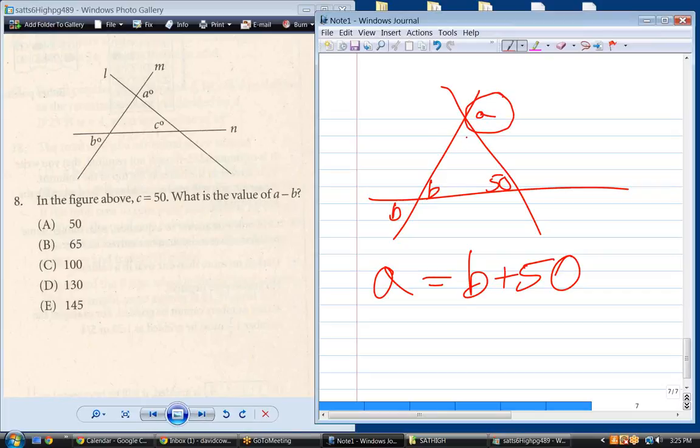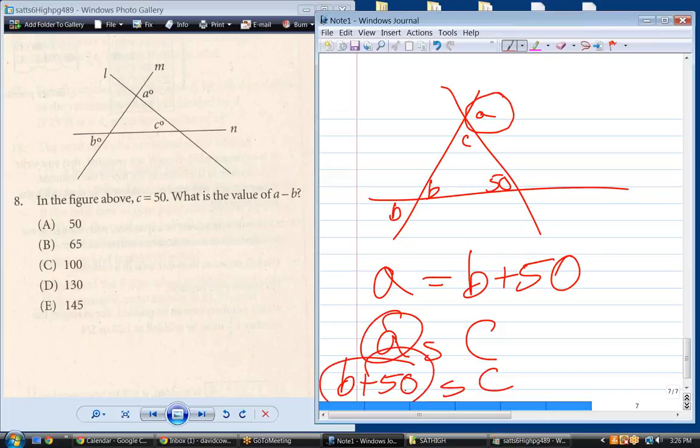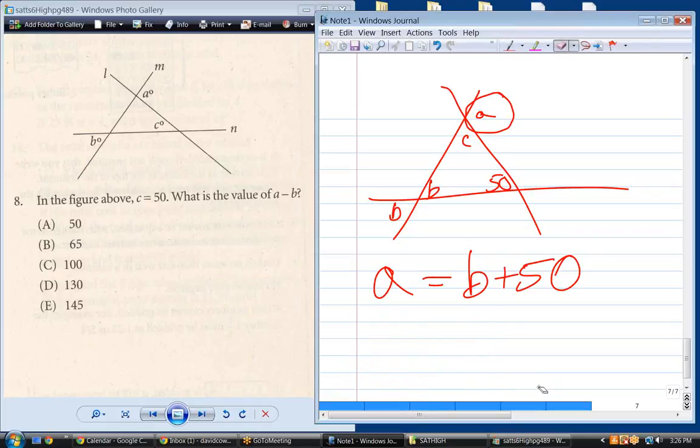In other words, let me put an angle C in there. A is supplementary to C, and B plus C, or B plus 50, is also supplementary to C. Therefore, A is equal to B plus 50. Now you can figure out what A minus B is. What's A minus B? 50. Uh-huh.